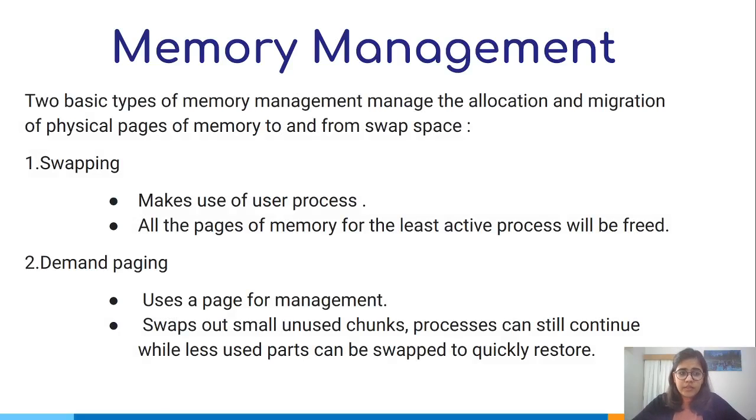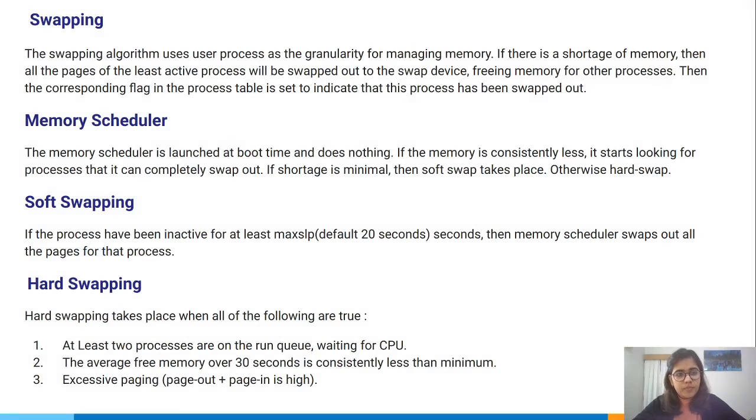Now in Solaris, two basic types of memory management manage the allocation as well as the migration of physical pages of memory to and from the swap space. The first one being swapping and the second one being demand paging. Swapping is a memory management scheme in which any process can be temporarily swapped from main memory to secondary memory so that the main memory can be made available for other processes.